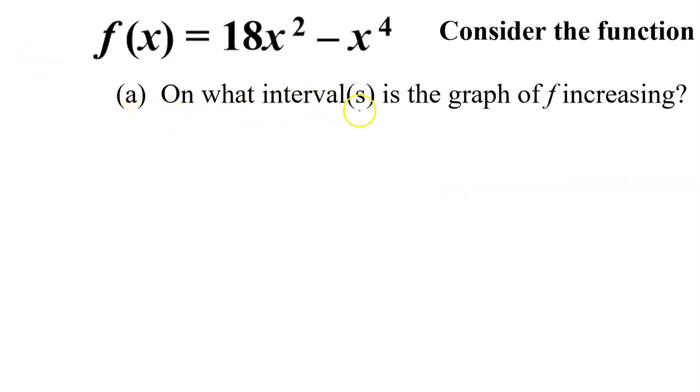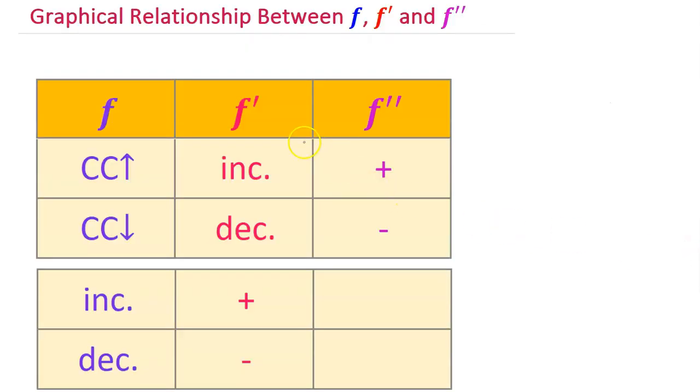Part A, on what intervals is the graph of f increasing? Here's the chart of graphical relationships between f, f prime, and f double prime. Make sure you have this memorized. We need this part right here. F will be increasing when f prime is positive and decreasing when f prime is negative.